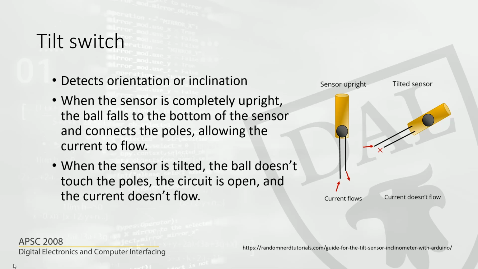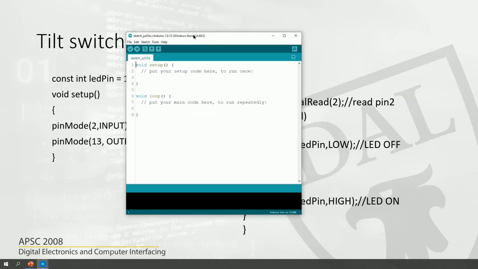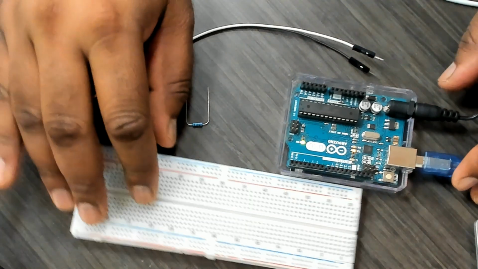So let's see the program which we will be using. I'm not going to use the same program, but let's bring in the Arduino IDE and just program this and see what happens. I will also show my circuit. So let's get started with the circuit and then we'll come here. So here is the circuit.